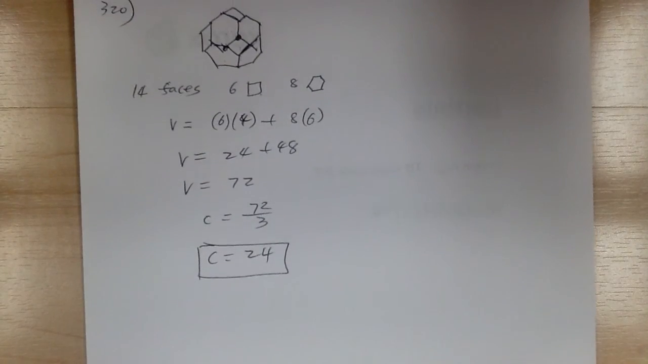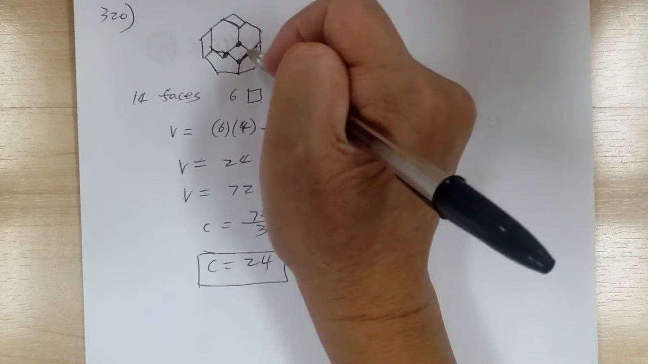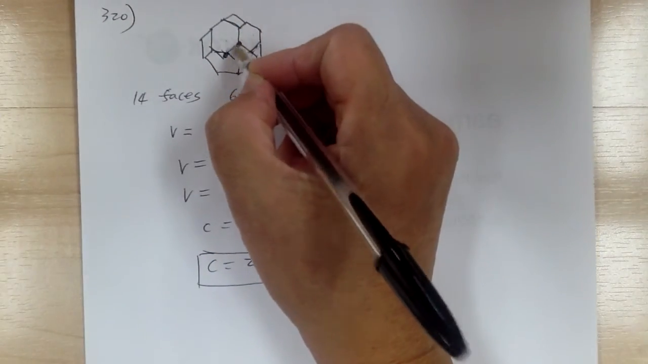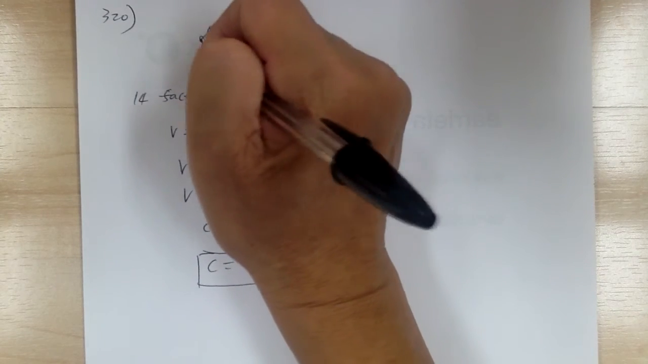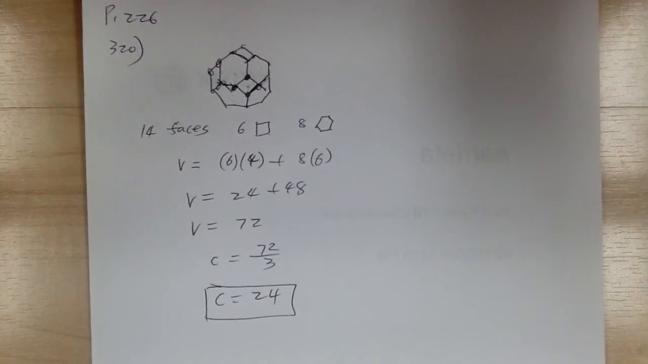Okay. Another way to look at it is that this will equal 6 squares, right? Notice that if you count the vertices or the corners of the squares, it will account for every vertex. See that? Okay, let's go to 321.